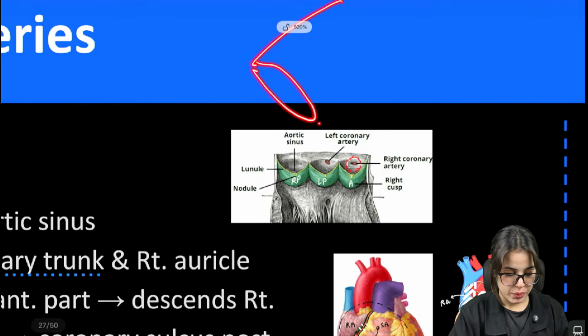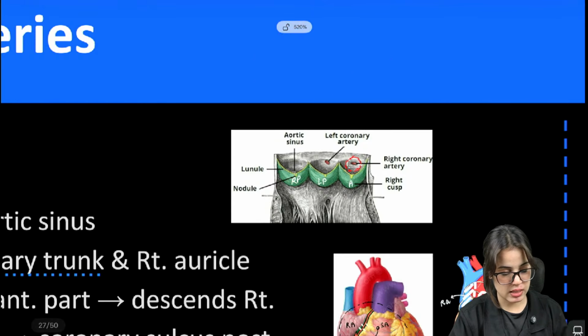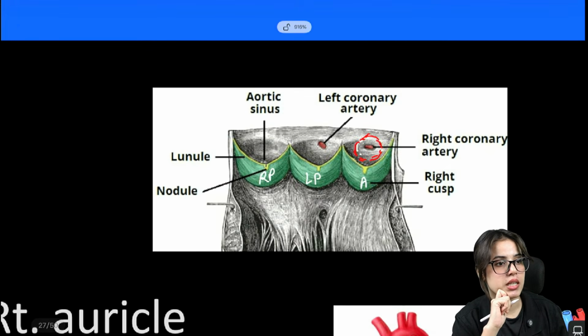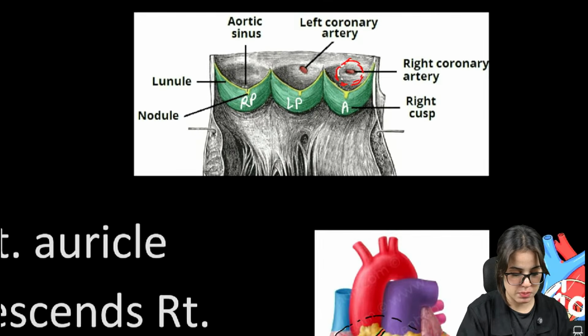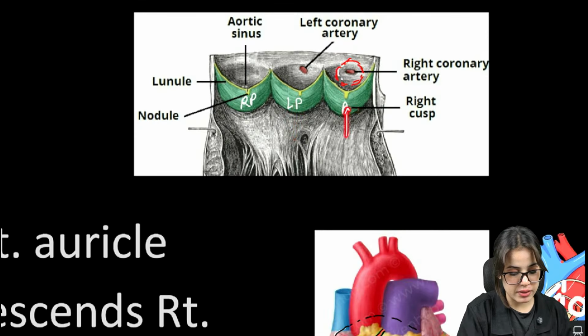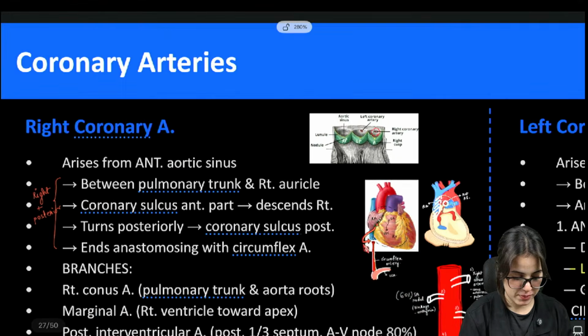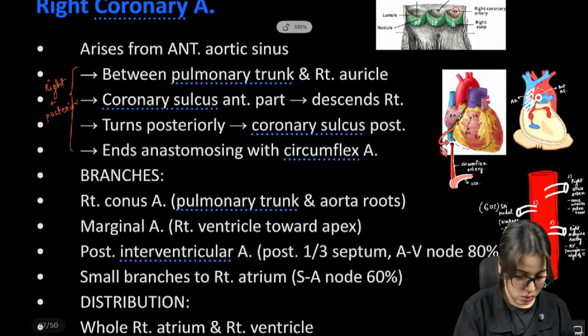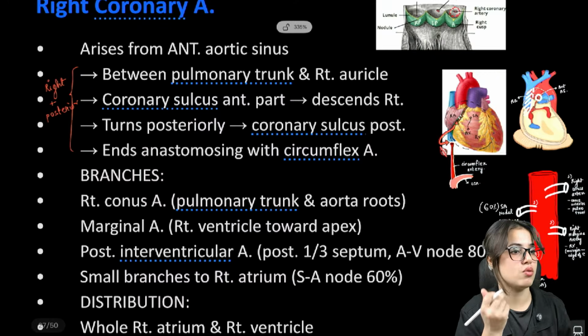This is the valve of the aorta. Okay, these are the cusps. Just behind the cusps, there are posterior bulges called aortic sinuses. These bulges are called aortic sinuses. This one is called right posterior, left posterior, and anterior. The anterior one is the one where the right coronary artery starts, and the left posterior one is where the left coronary artery starts. Okay, let's start. So we'll understand its course, its branches, and its distribution.